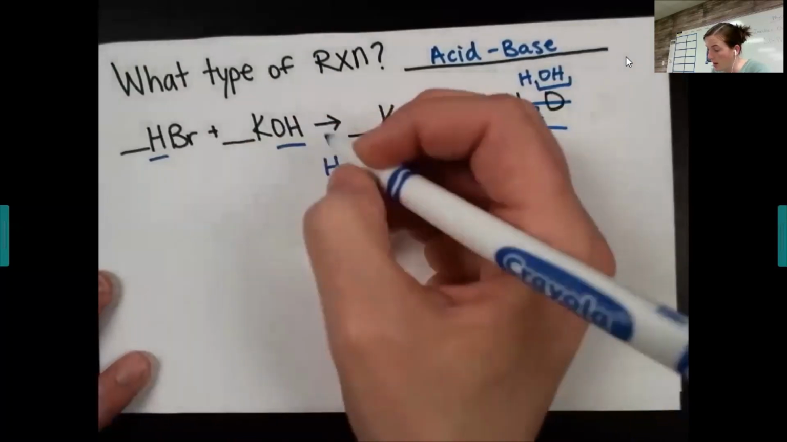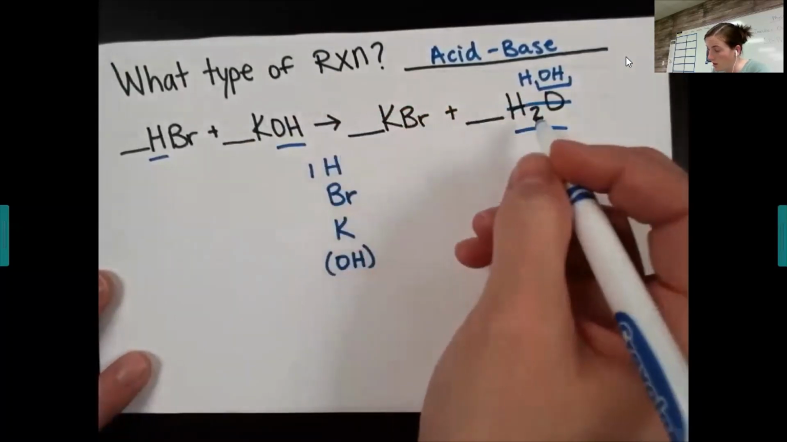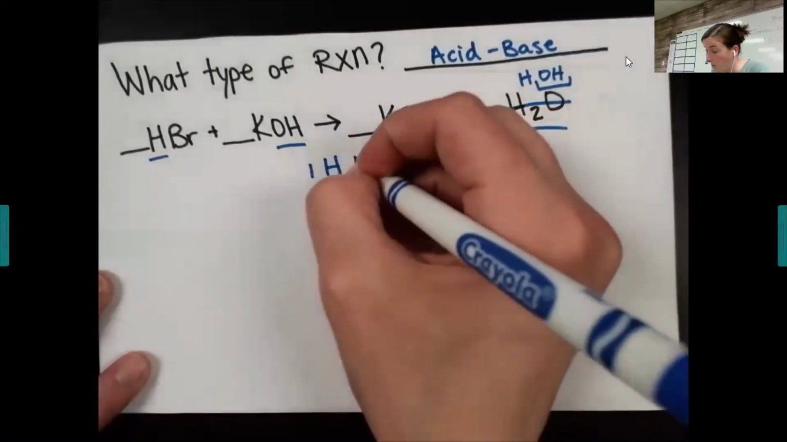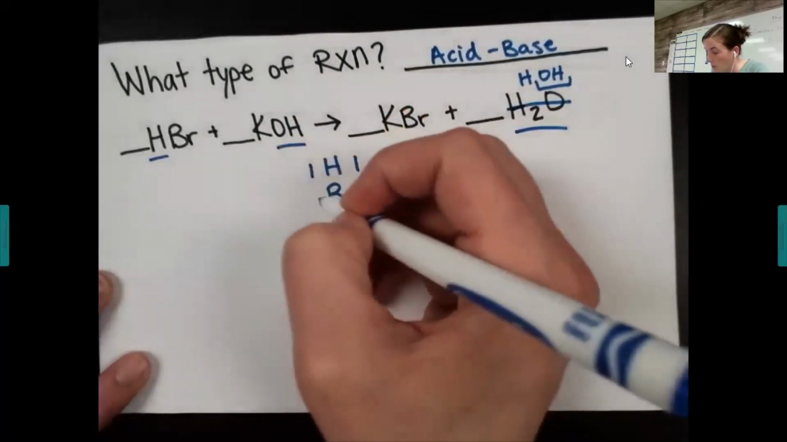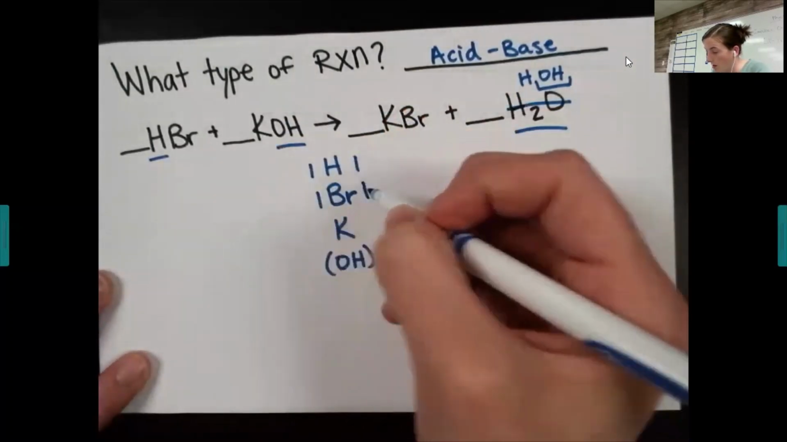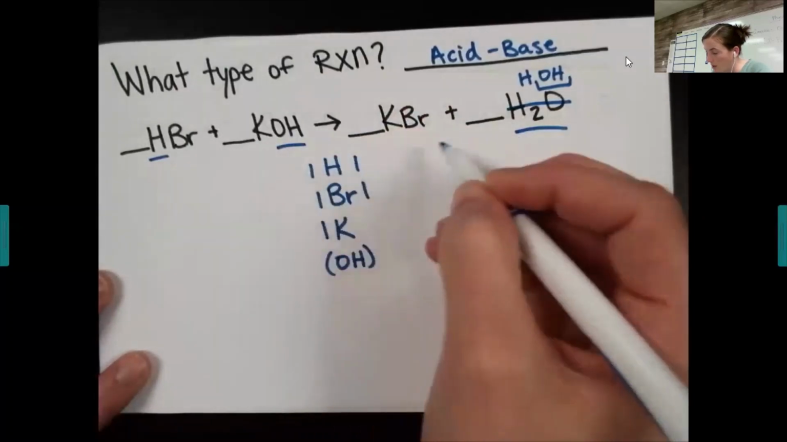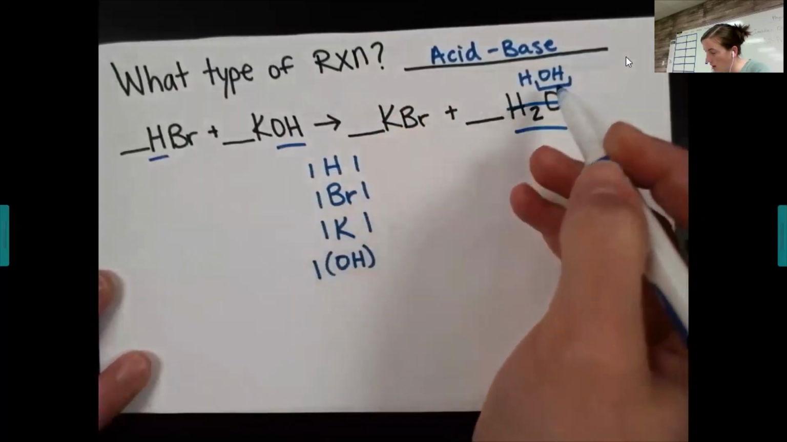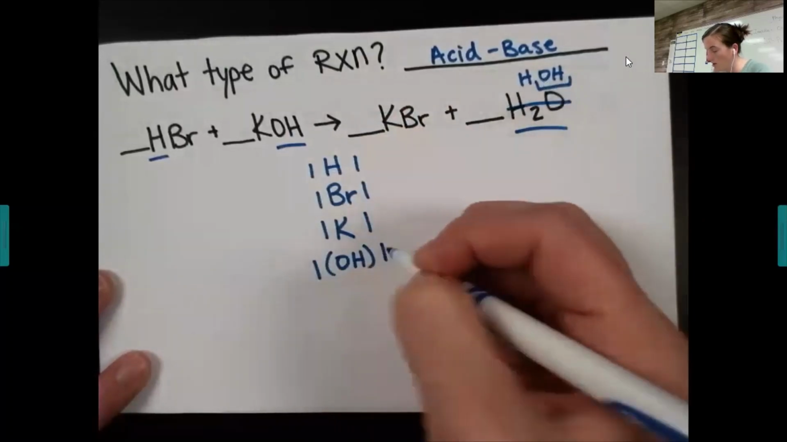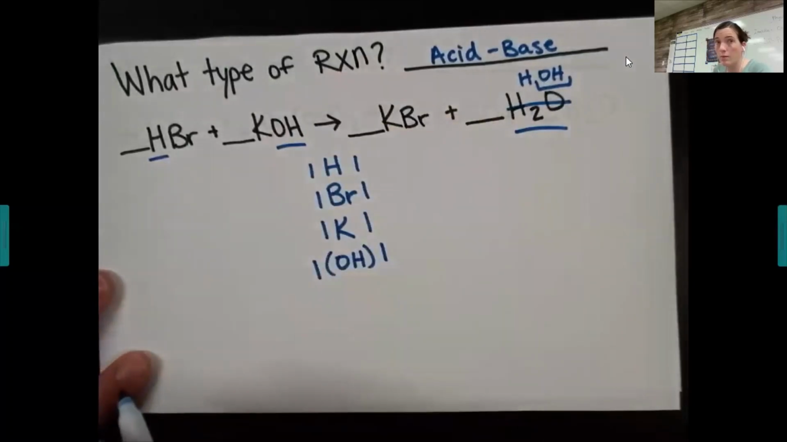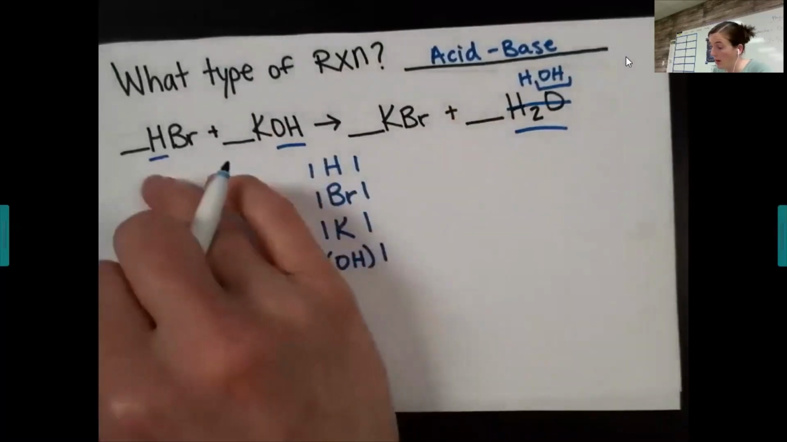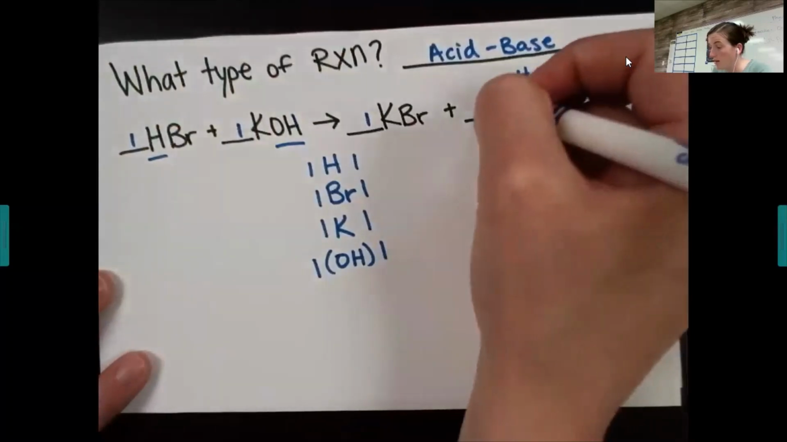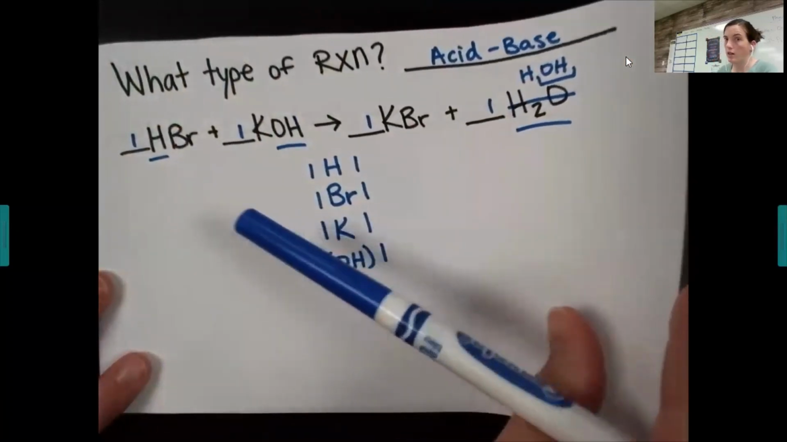Okay, so here I have one hydrogen. Now I can act like this hydrogen's by itself, so one hydrogen, one bromine, one potassium, one potassium, one hydroxide, and only one OH. This problem's already balanced. So I can leave these blank, or I could fill these in with ones. Again, fine either way.